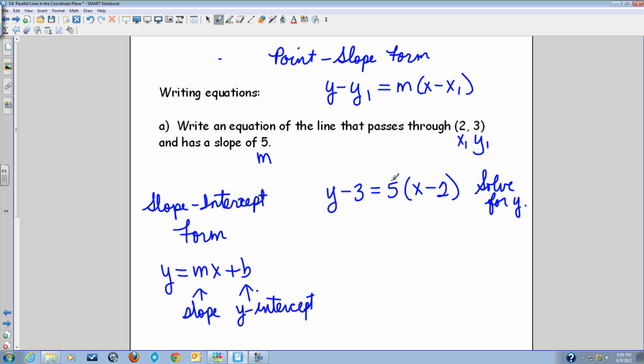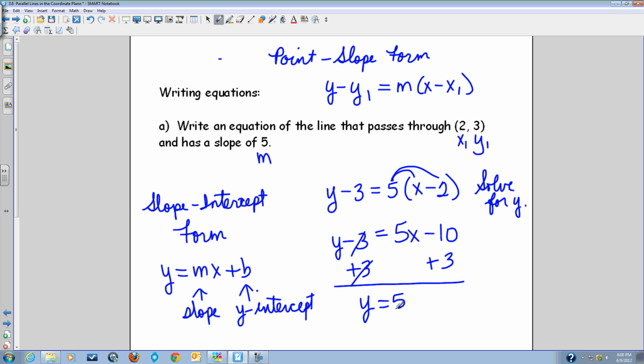So we've got to get rid of the parentheses, so let's distribute. We have 5 times x is 5x. 5 times negative 2 is negative 10. So I have y minus 3 equals 5x minus 10. We need to get y alone, so we're going to add 3 to each side. The 3's will cancel, and we'll have y equals 5x minus 7. And there is the equation of the line that passes through the point (2, 3) and has a slope of 5.